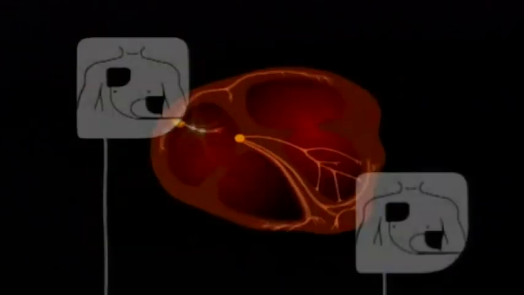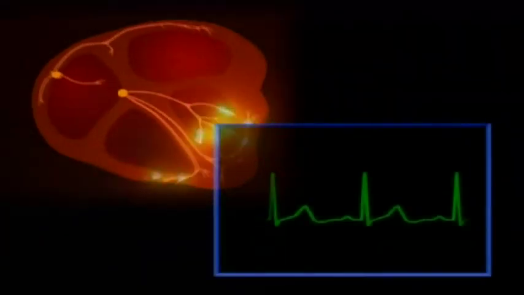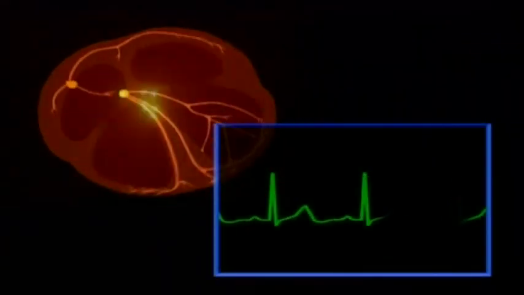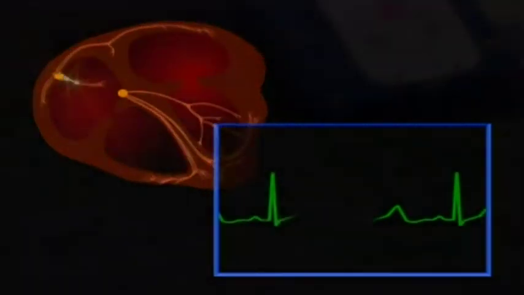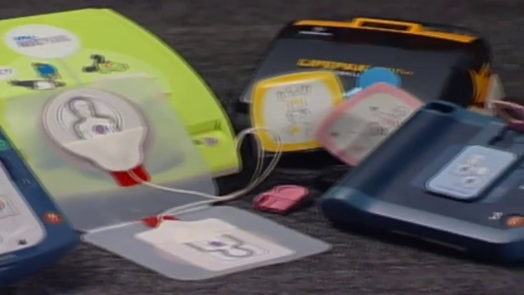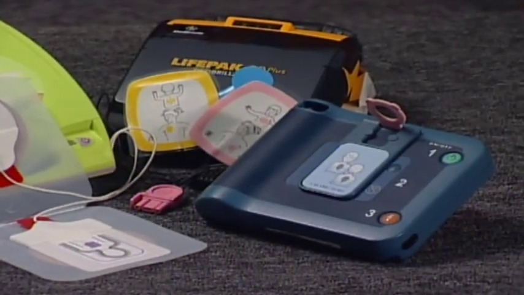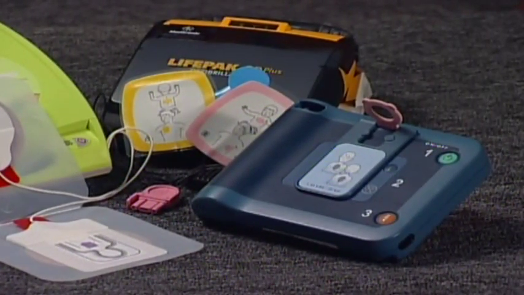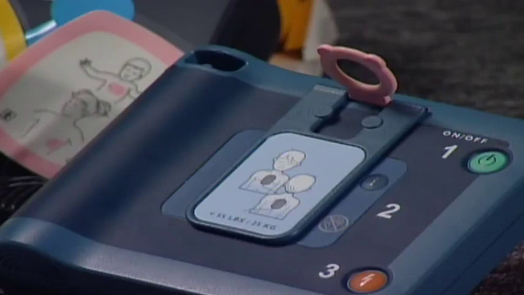Although it is rare, children may also experience life-threatening heart rhythms. Defibrillation is also effective in children, but take care to use defibrillators that are adapted or designed for a child. They deliver a lower energy shock, considered more appropriate for children.